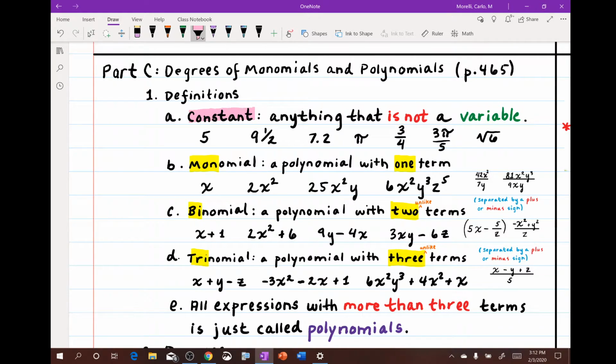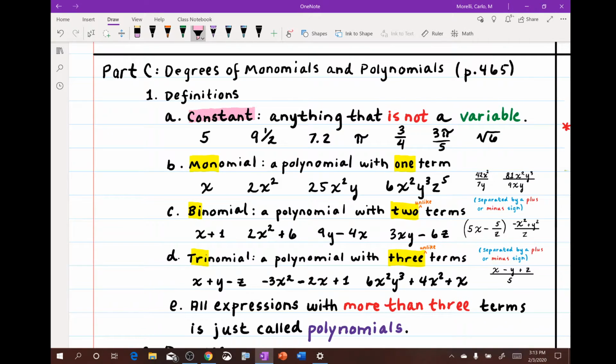So a constant is anything that is not a variable. So I've just listed a bunch of constants. See? A monomial is a polynomial with one term. So that would be like x, 2x squared, 25x squared y, 6x squared y cubed, z to the fifth. Those are all monomials because there's nothing in there except multiplication. And then I've even put some harder ones over in tiny print. Now, a binomial is something with two terms. Bi means two. It's separated by an addition or subtraction symbol.